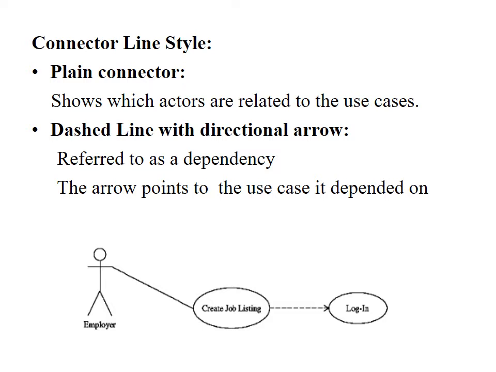Look at the diagram given here. Here employer is an actor. Actually he is a person who is going to use the system. So the connection line to create job represents that this actor is related to the use case create job listing. That is the capability. Now this create job listing is connected with the login capability with the help of dashed line. This represents this create job listing depends on login.